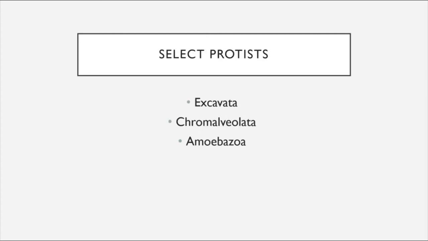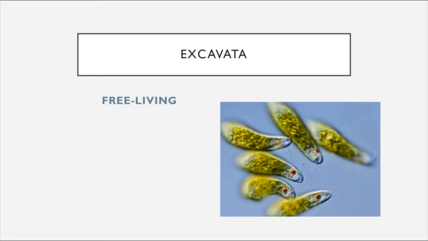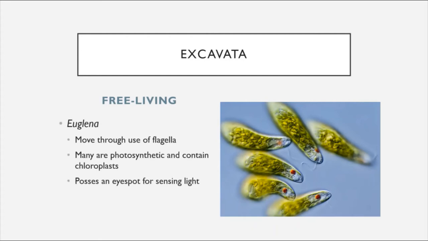So now let's move on to taking a look at those three supergroups of protists that we were going to narrow our focus to because they include some parasitic members. And those are Excavata, Chromalveolata, and Amoebozoa. We'll take a look at these one by one. As we look at them, we're also going to highlight if there are any particularly noteworthy free-living members of this group. So for Excavata, one of the important free-living members is the Euglena.